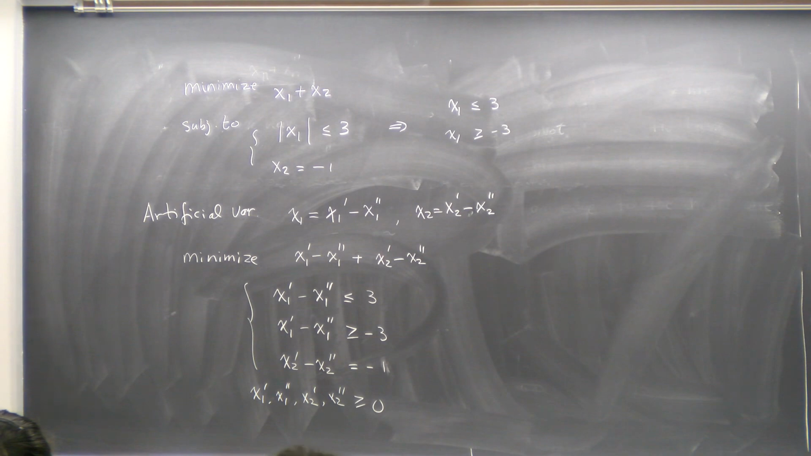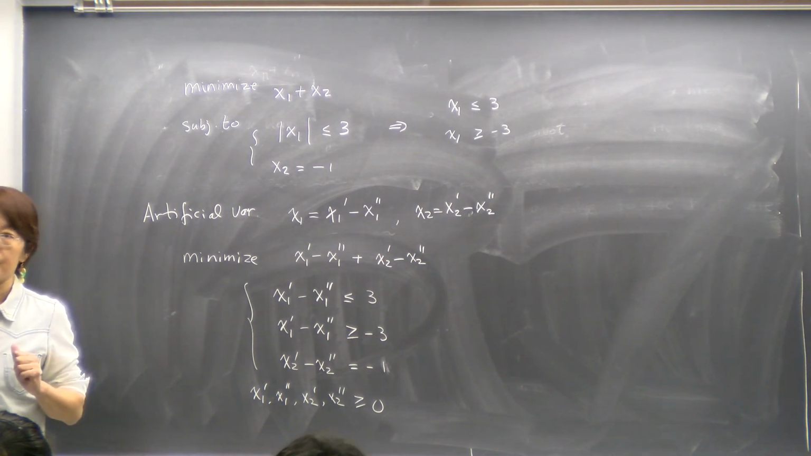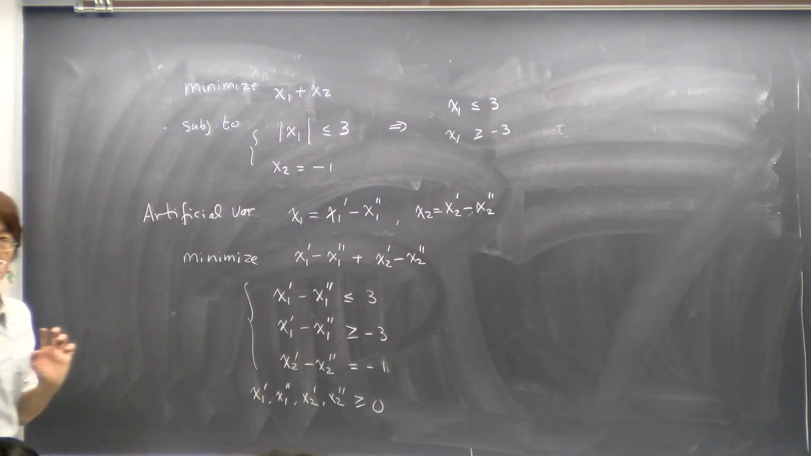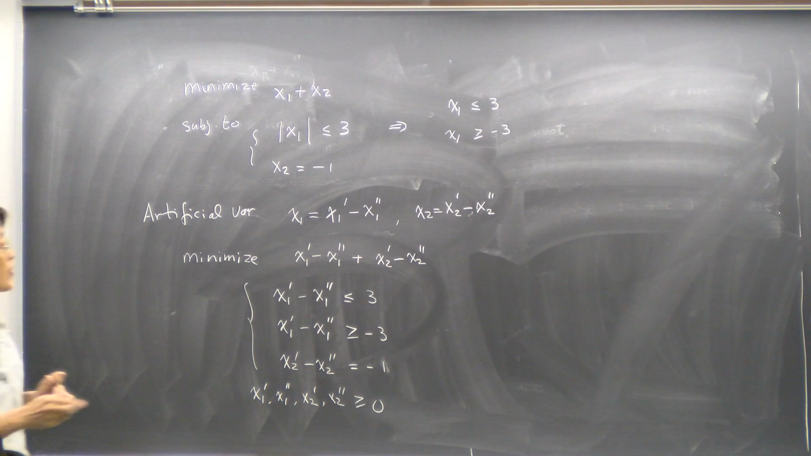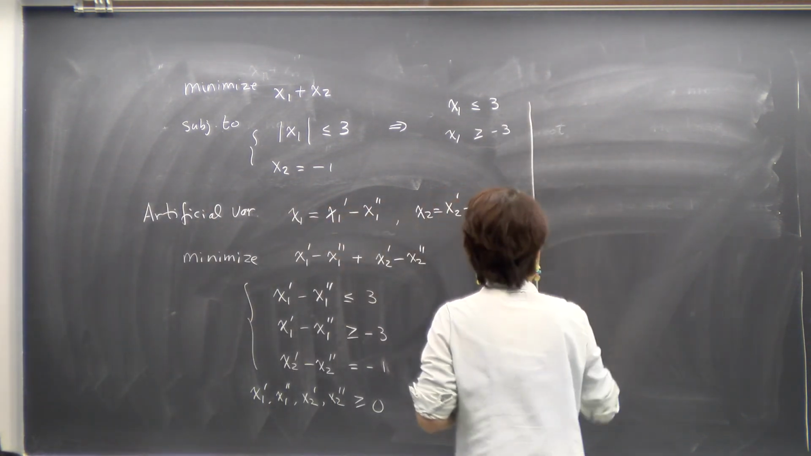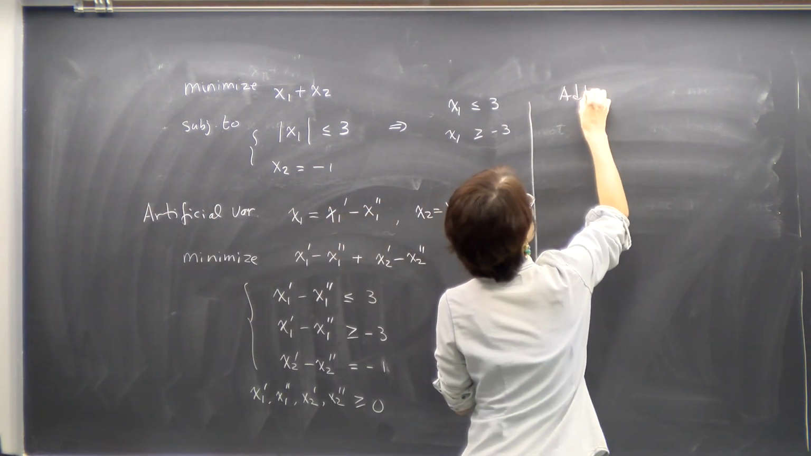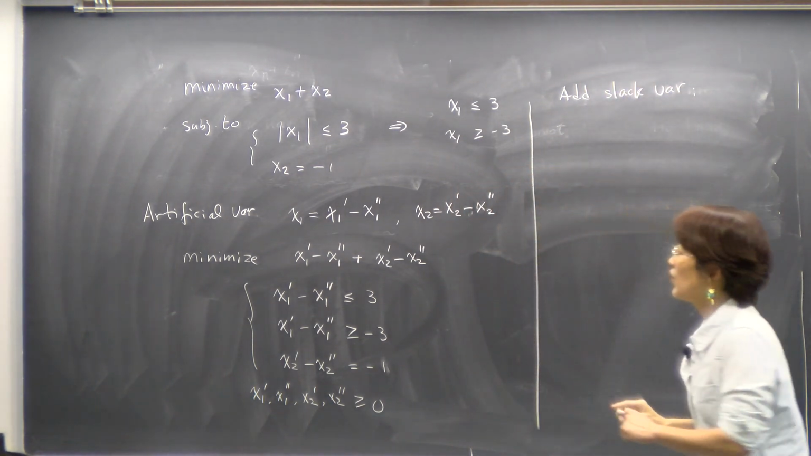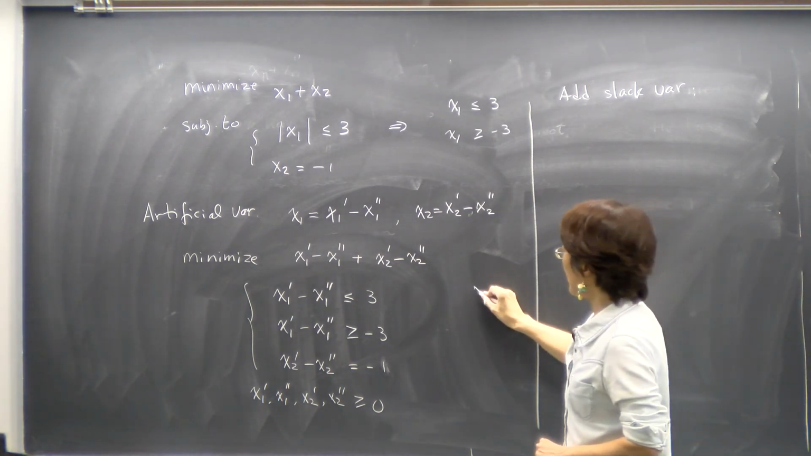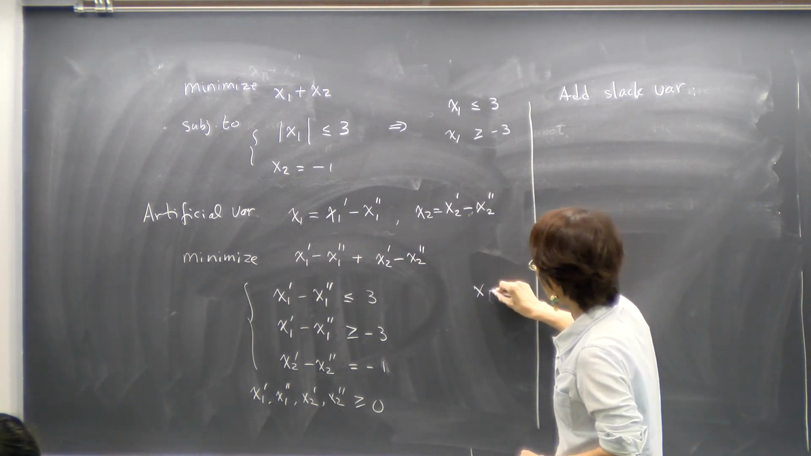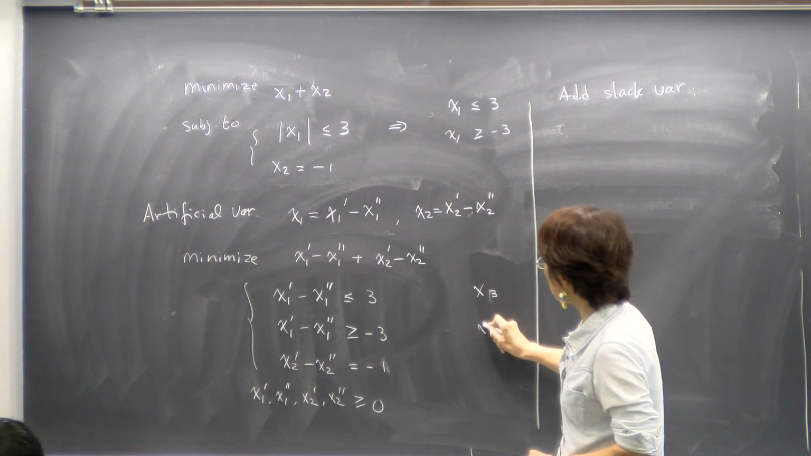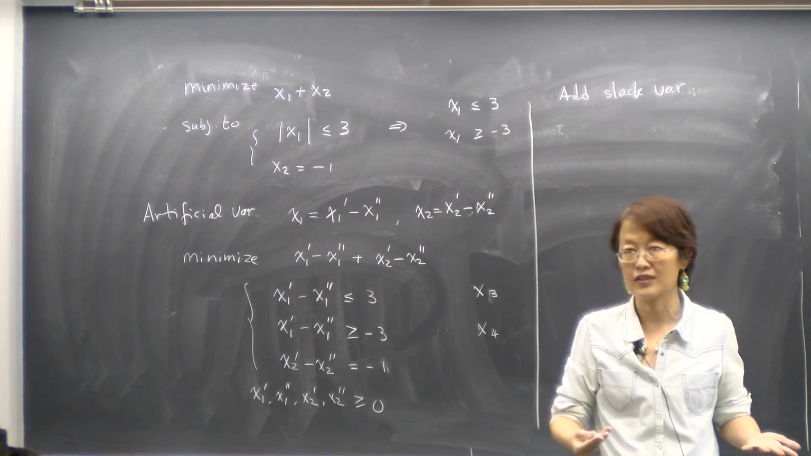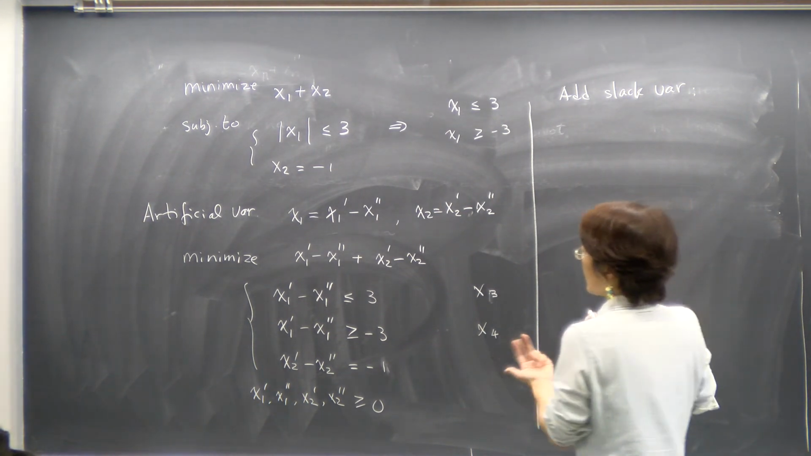Now you can add slack variables. What you do is add slack to change the inequality into an equal sign. Is that okay? So for the first one, let's say I will be adding x3 as my slack. For the second inequality, I will be adding x4 as my slack. Okay, so let me rewrite the constraints.